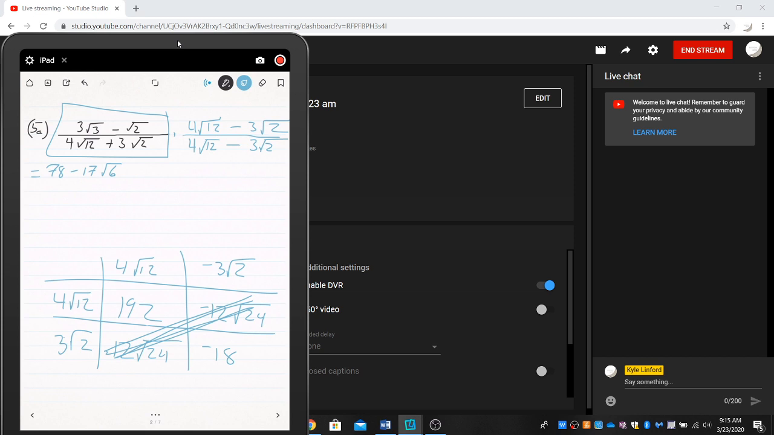So let's go ahead and write that denominator out. It's 192 minus 18. So 192 minus 18 should be 174. And there we go. There is our simplified version of the original. Again, the reason it's simplified is because it doesn't have a radical in the denominator.